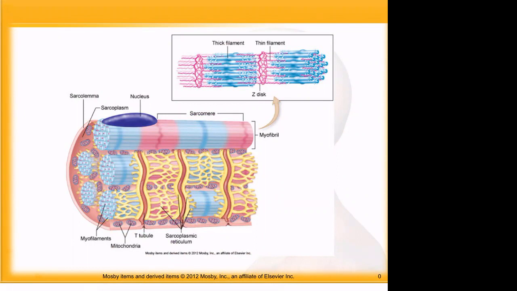And they're all bundled together in fascicles, which then become shorter, which are all bundled together in a muscle, which of course then becomes shorter. And you can see there's a lot of mitochondria in that sarcoplasm.